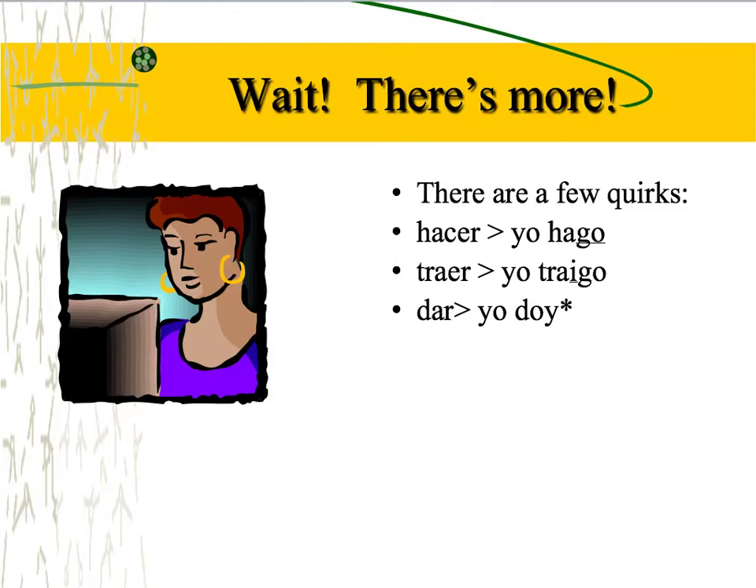Okay, so there's more. There's a few that are a little strange, like hacer goes hago, so it loses the C. Okay, traer becomes traigo, and notice it loses the E, and that becomes an I. Okay, and dar, like I said earlier, doesn't do any of these things. Dar is doy, looks like soy. And it's in this group today because, like I said, it's in this chapter, and it's an irregular yo form, like all of these are irregular yo forms. But be careful, I here and no C in the yo form.